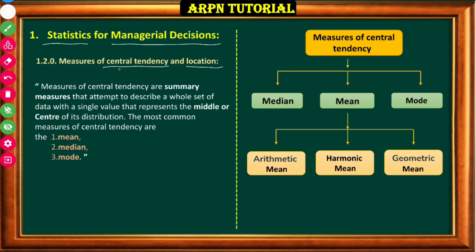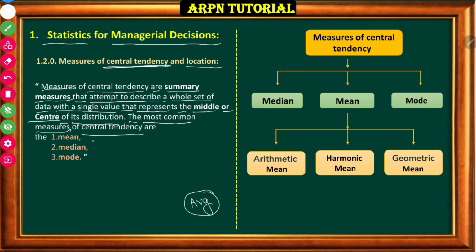Okay, so let's see. Here I have described the central tendency measurement. The measures of central tendency are summary measures that attempt to describe a whole set of data with a single value. And in the previous example I have taken, that single value is nothing but the average of the class, that represents the middle or center of its distribution. The most common measures of central tendency are mean, median and mode.